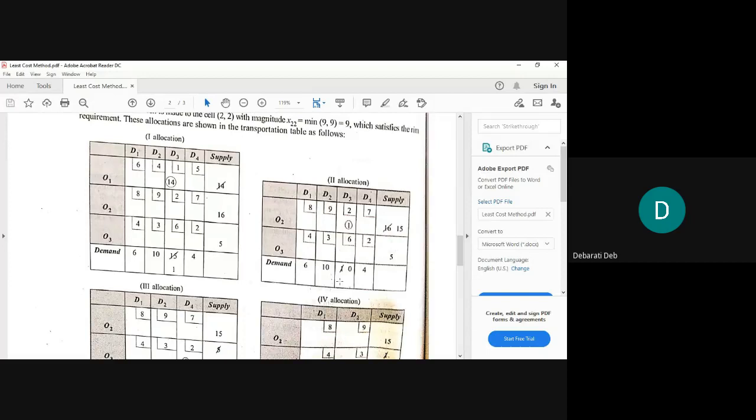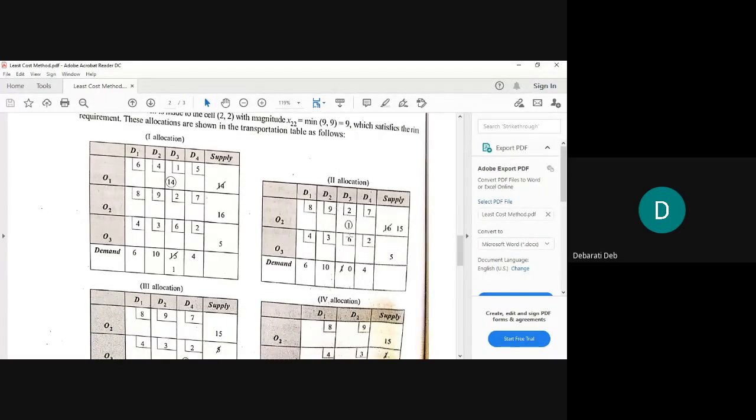Why are we writing 1? Because it's no longer 15. Out of 15, 1 has been allocated. So we will write 1. I hope you have written. Now we will identify the least cost again.